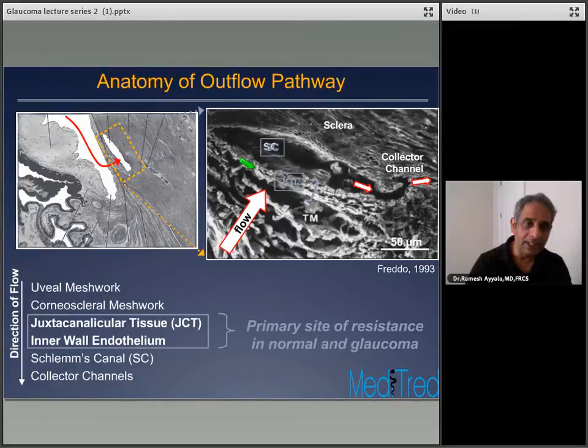But here is how the aqueous outflow pathway is, and you can see it's going into the Schlemm canal. And if you look at the electron microscopy pictures, here are the trabecular meshwork beams that we talked about, with the pores in the spaces in between the beams, and here is the Schlemm canal. And this is where the juxtacanalicular tissue is located. So the aqueous is cutting across the trabecular meshwork pores through the juxtacanalicular area into the Schlemm canal. And from the Schlemm canal, the aqueous is flowing out through the collector channels. What a wonderful picture.